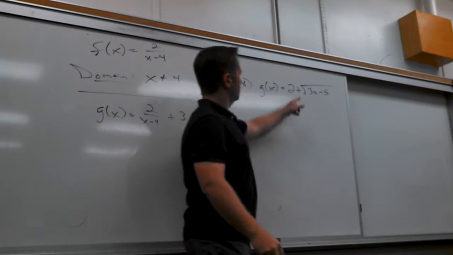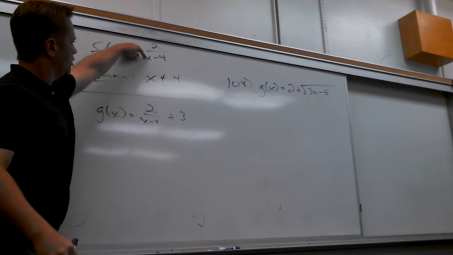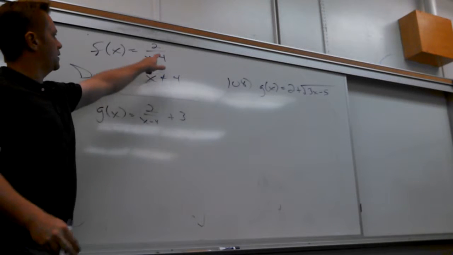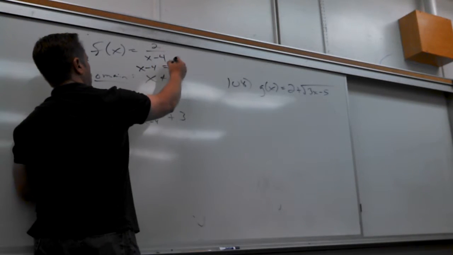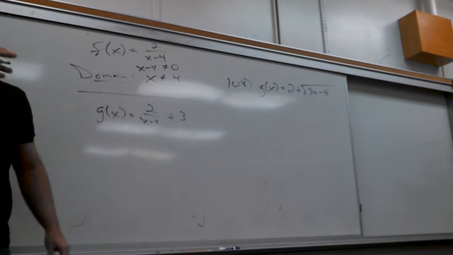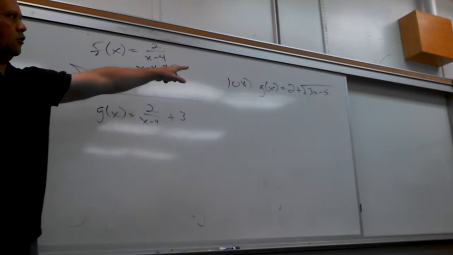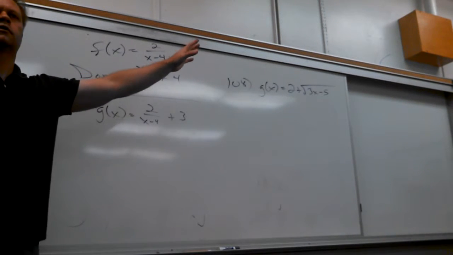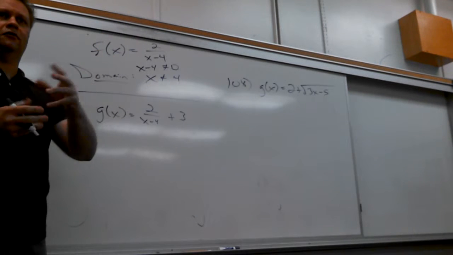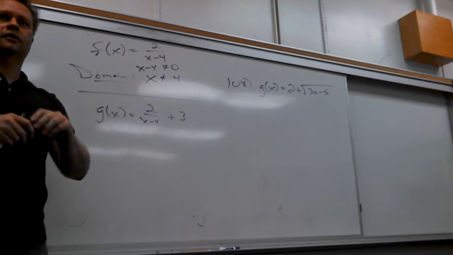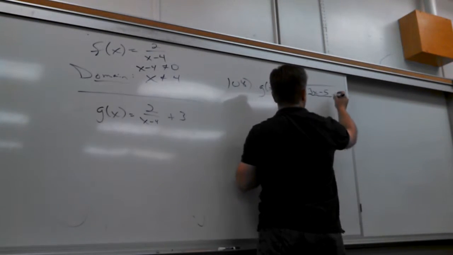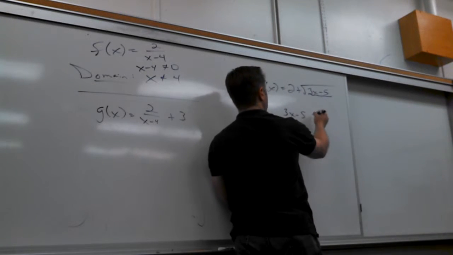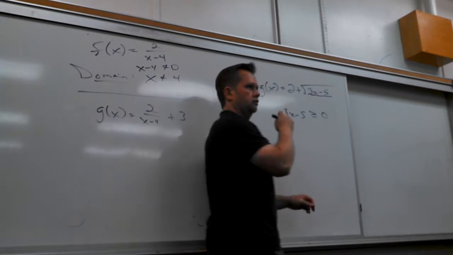So this one, the reason that the domain of this was not 4 was because the bottom cannot be 0. And then if you solve that, you get x can't be 4. Over there, what cannot happen? What can't be negative? The inside. So the inside can't be negative. Another way to say that is the inside has to be at least 0.